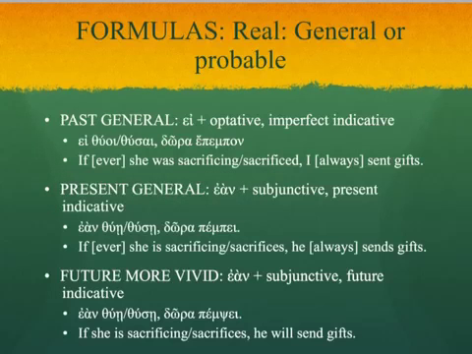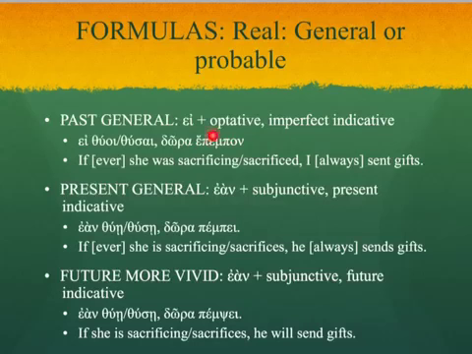We'll start with the general real conditions, okay? And as I said, we can do this in the past and the present and the future. In the past, you use ei plus the optative in the protasis, the if clause, and then you use the imperfect indicative in the apodosis or main clause.